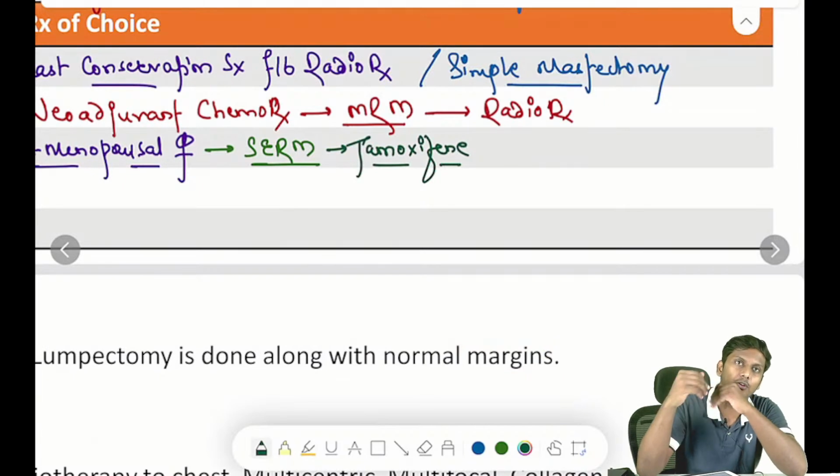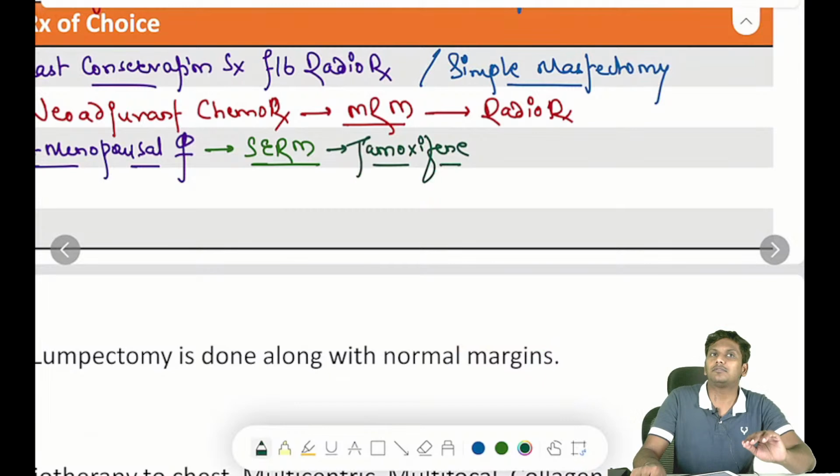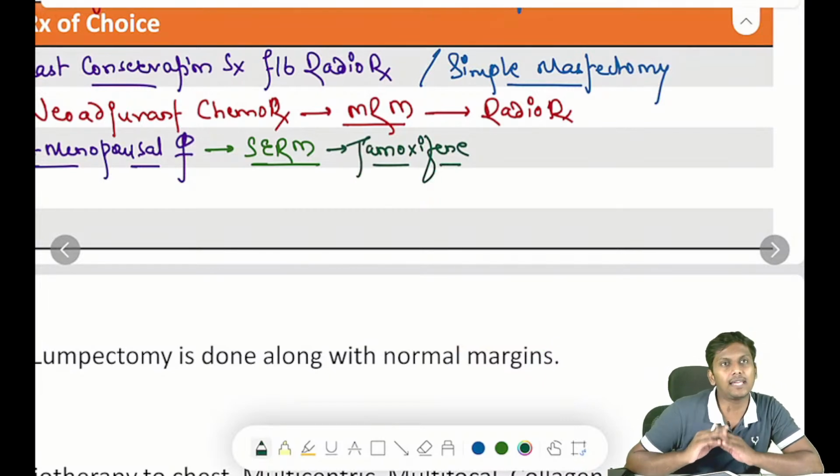And if there is more proliferation, more division inside the endometrium, the patient will have endometrial hyperplasia. If the patient has endometrial hyperplasia, the patient can further progress into endometrial cancer. So you have to remember that tamoxifen is a very good drug, but the problem is it is associated with endometrial cancer.